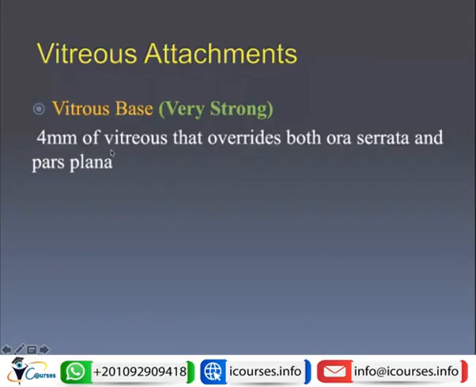It's about 4 millimeters of vitreous that overrides both the ora serrata and the pars plana. So you will see this term override or straddle. Straddle, you will see in many anatomical textbooks that the vitreous base straddles the ora serrata and the pars plana. You may wonder what is meant by straddle.